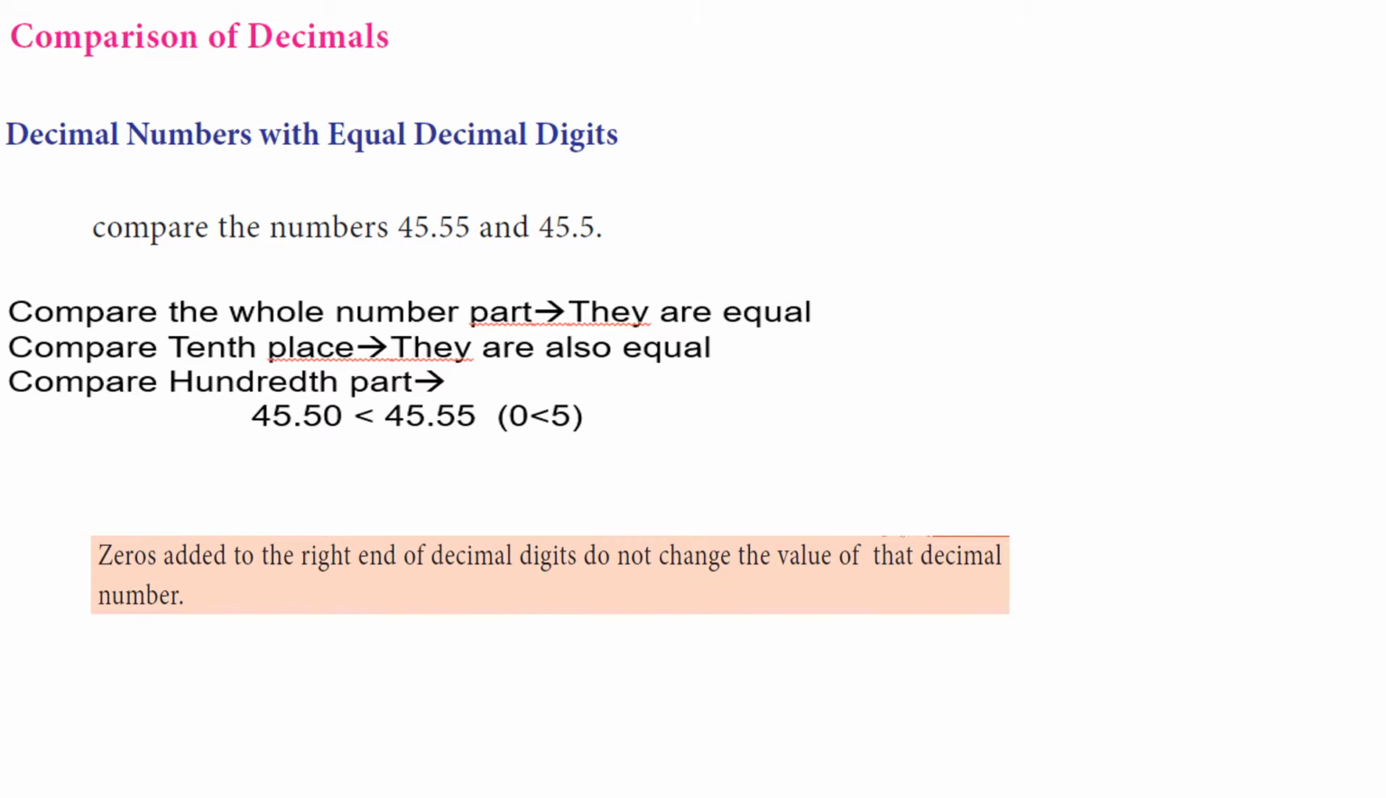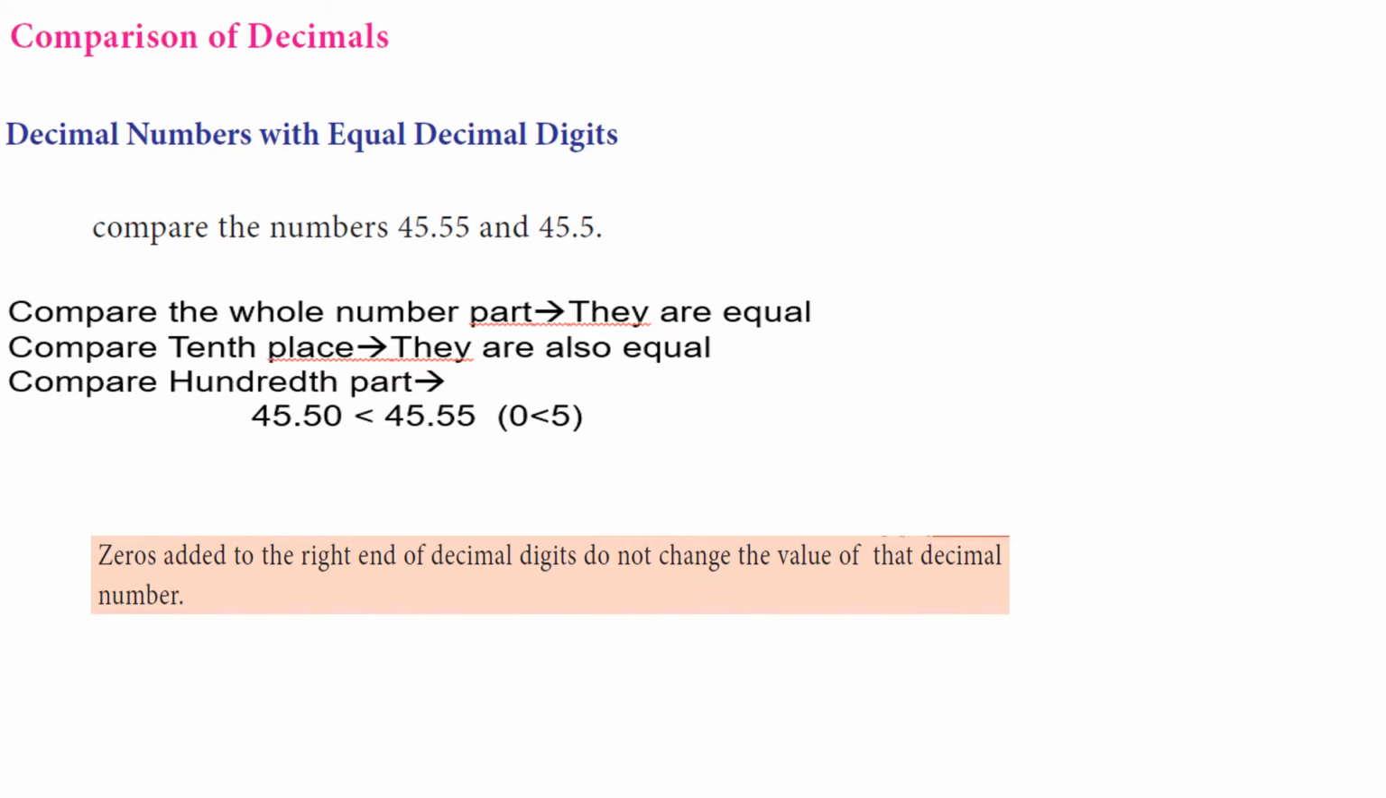First we have to compare the whole number. Whole number is what here? 45. Here that is equal. Next compare the 10th place. 10th place also 5, that is also equal. Next compare the 100th part.